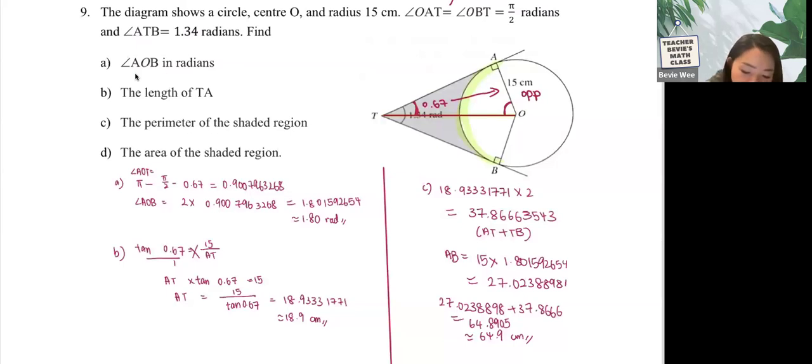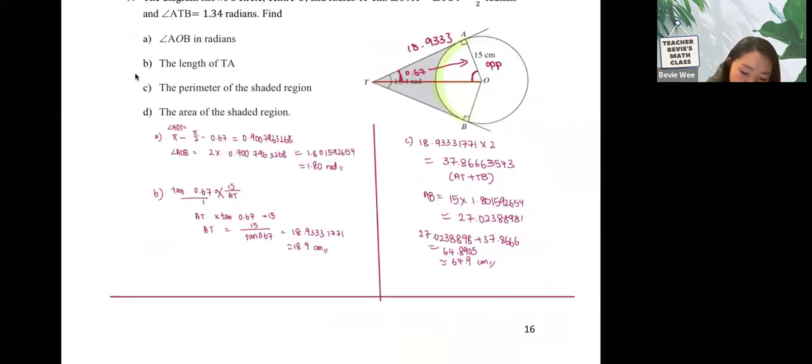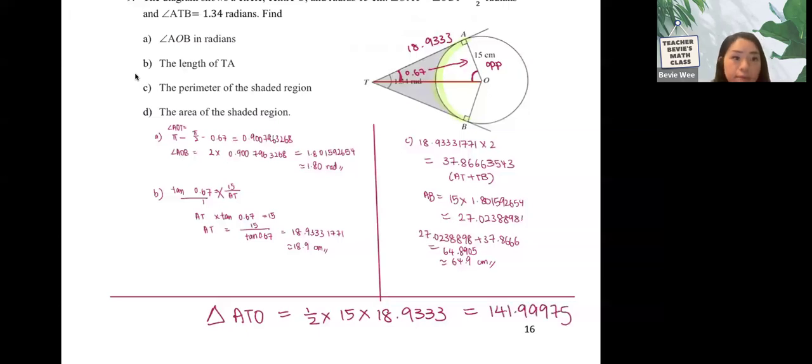The AT I already found, right? 18.9333. So if I want to find triangle ATO, it's half times 15 times 18.9333. Half times base times height. That gives 141.99975. This is my area of triangle. And then I need to minus away this pizza, right? Correct or not?